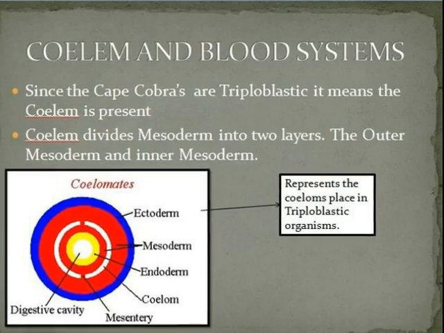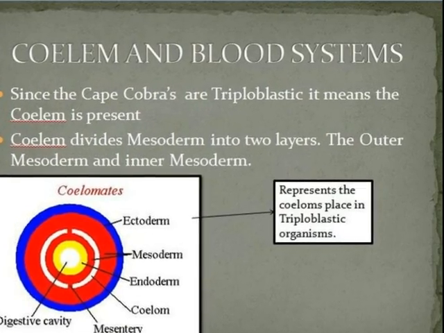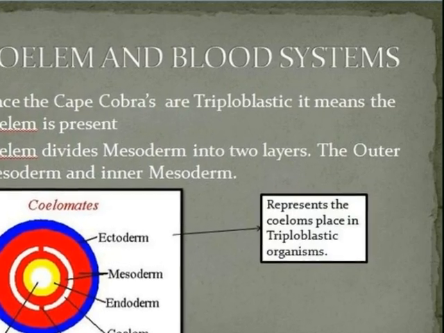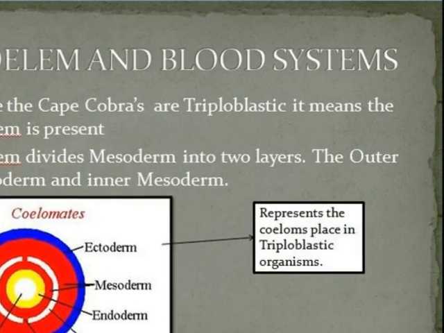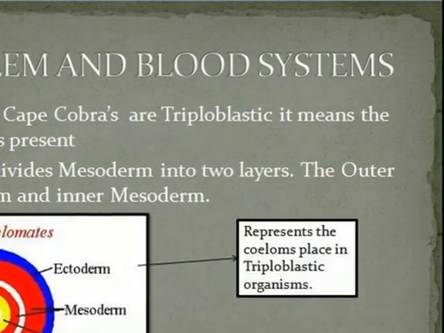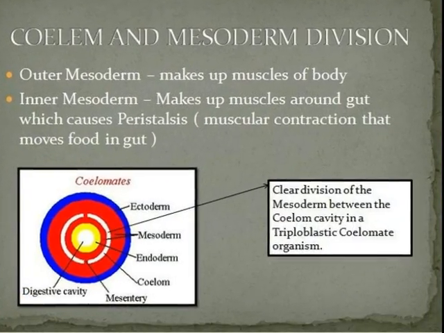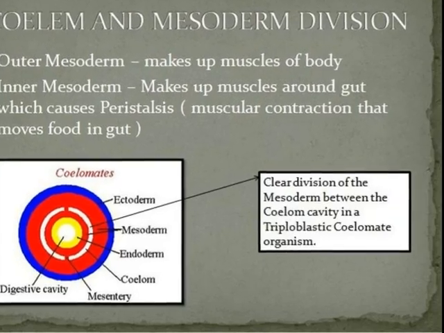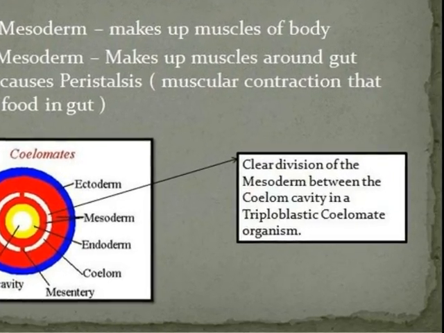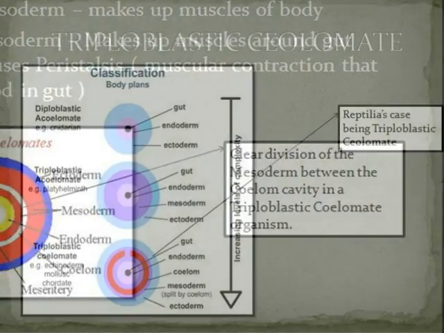Coelom and blood system. Since the Cape cobras are triploblastic, it means the coelom is present. The coelom divides the mesoderm into 2 layers, the outer mesoderm and the inner mesoderm, and the coelom is represented in the diagram below. The outer mesoderm makes up the muscles of the body, and the inner mesoderm makes up the muscles around the gut, which causes peristalsis, which is muscular contractions that move food in the gut.